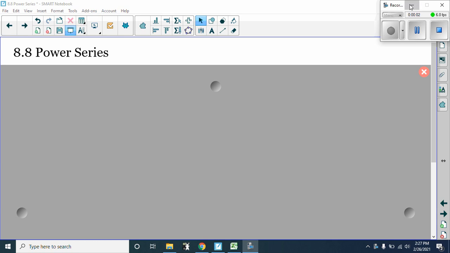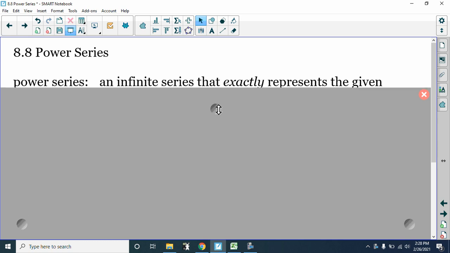These are notes on section 8.8, which is on power series and intervals of convergence. Changing gears a little bit, we will not be finding if series converge or diverge. Instead, we're going to be finding what values of x make a certain series converge.